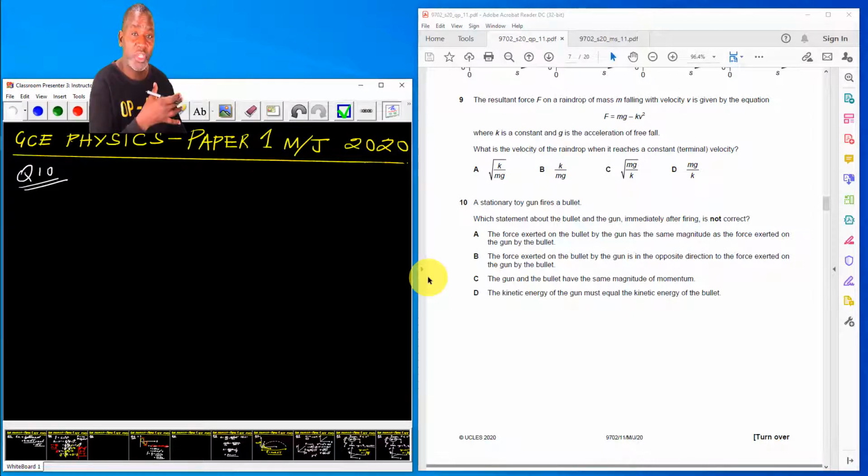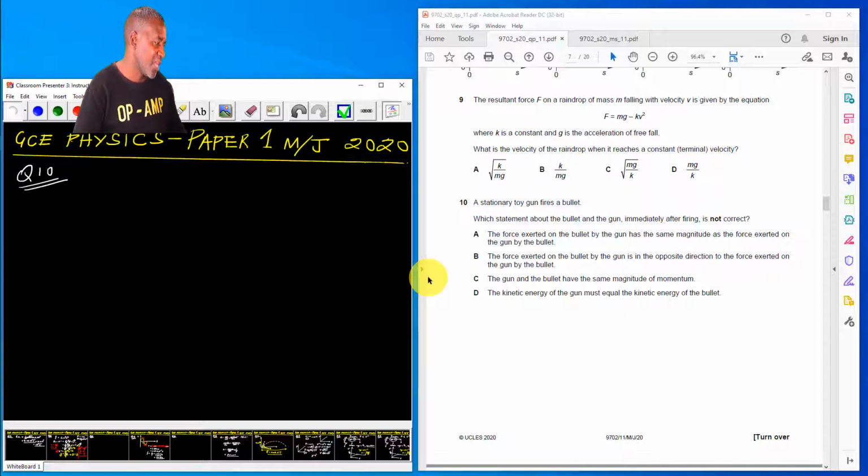I know this question is about momentum. It's about reaction. It's about Newton's second law. It's about Newton's third law. So let's see which statement about those laws is correct. So I arm myself with the correct knowledge about collisions and momentum and all that. So let's see. Number 1, the force exerted on the bullet by the gun has the same magnitude as the force exerted on the gun by the bullet.